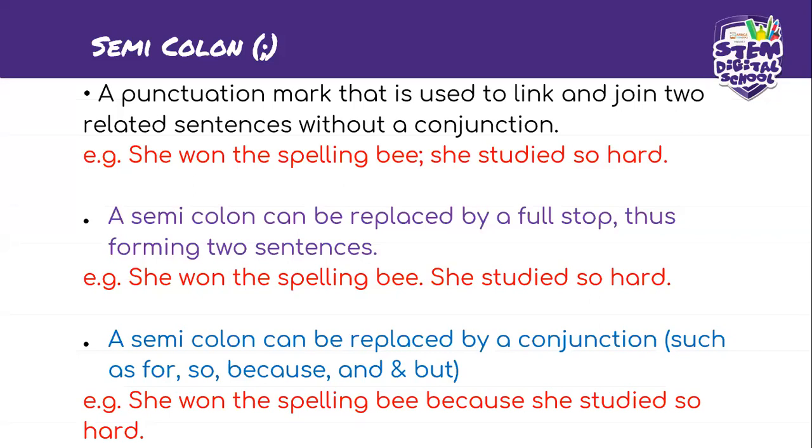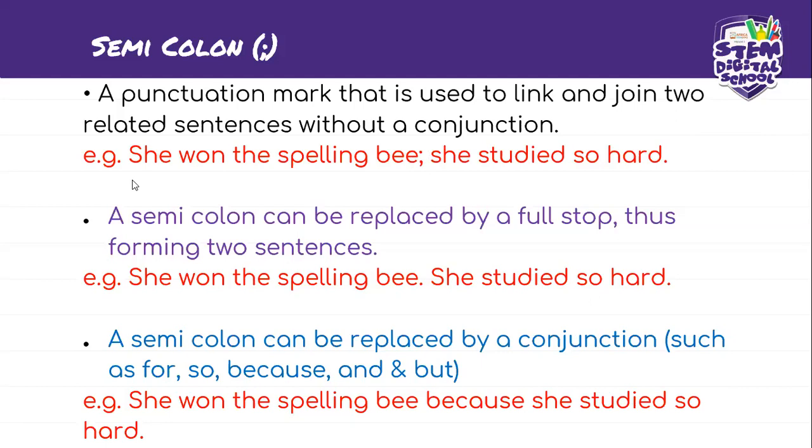All right, so the first example: she won the spelling bee; she studied so hard. When we look at the first example, you see she won the spelling bee, there's a semicolon, she studied so hard. You realize that there, instead of a semicolon, we could have put a conjunction. But in this case, I didn't put a conjunction so that I can show you how a semicolon works.